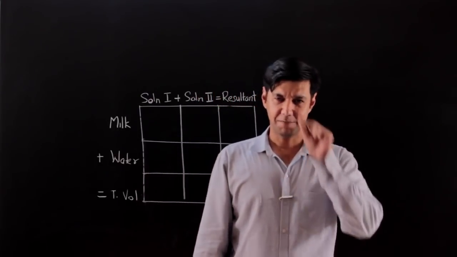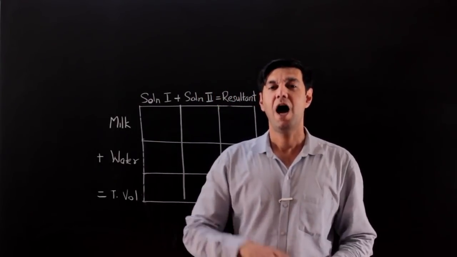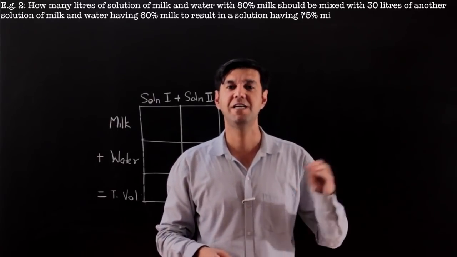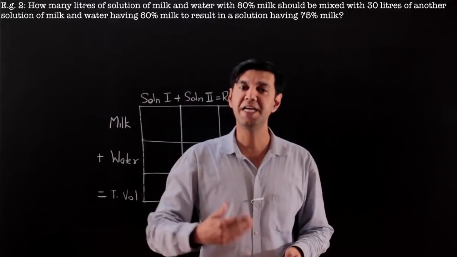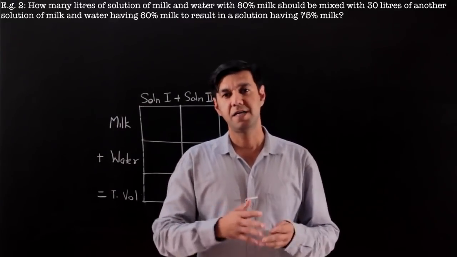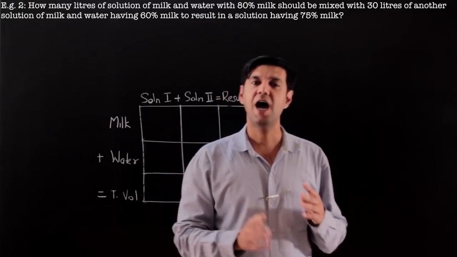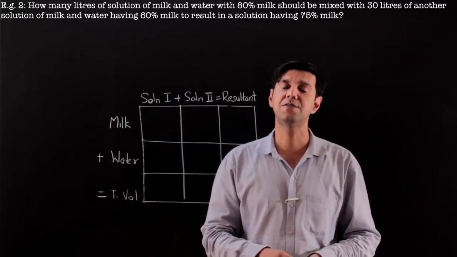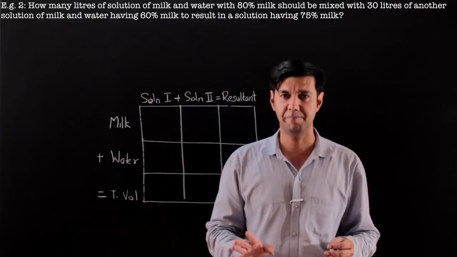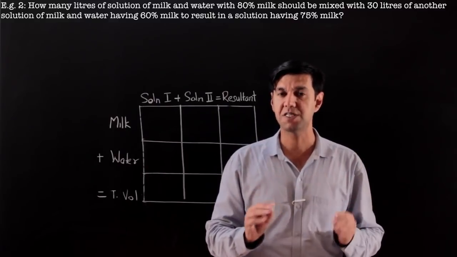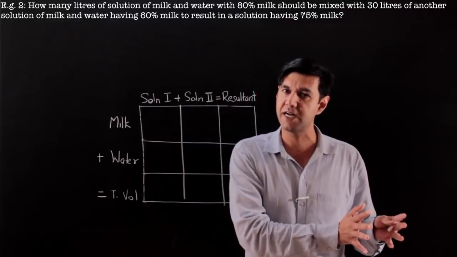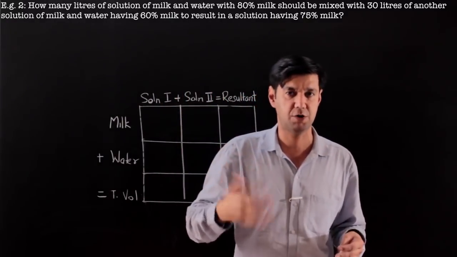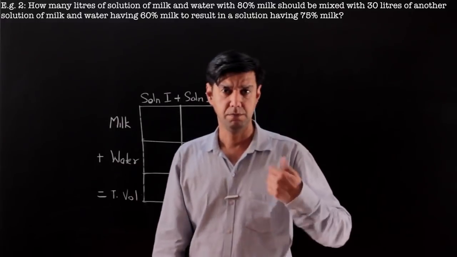The question reads as, I'm just making a small change to it: how many liters of a solution of milk and water having 80% milk need to be mixed with 30 liters of a solution of milk and water having 60% milk to result in a solution having 75% milk. So I've kept most of the values the same. The only change is now I know the resultant is 75%, but the 20 liters I've erased that, right? The question is how many liters, right?